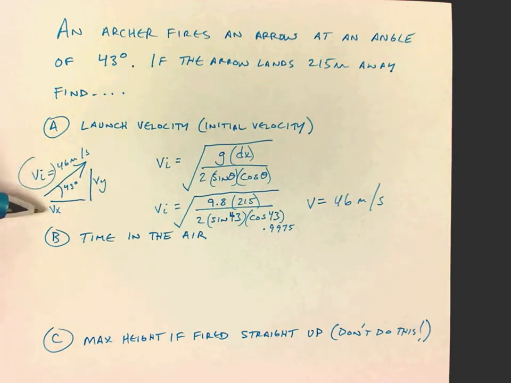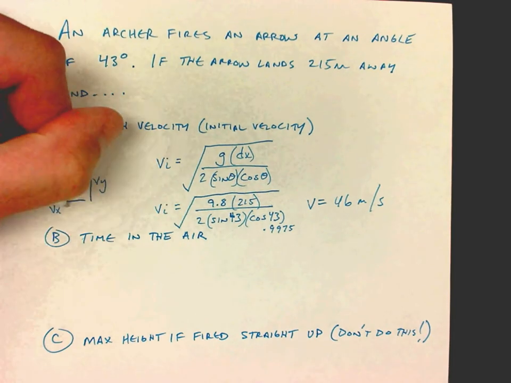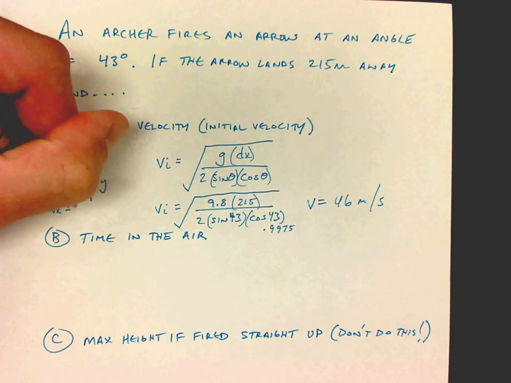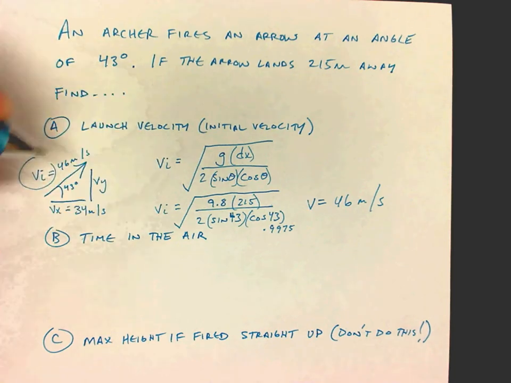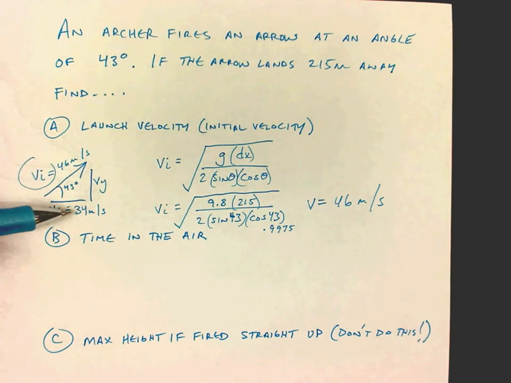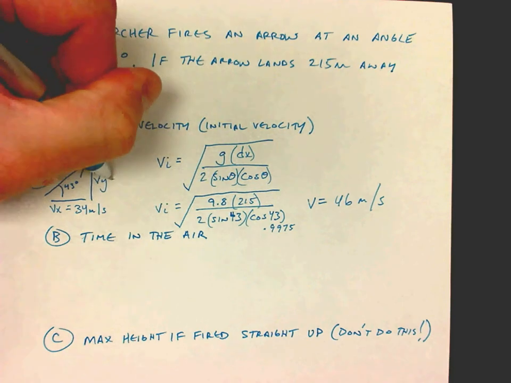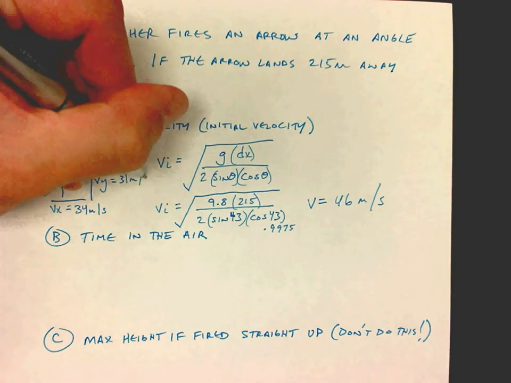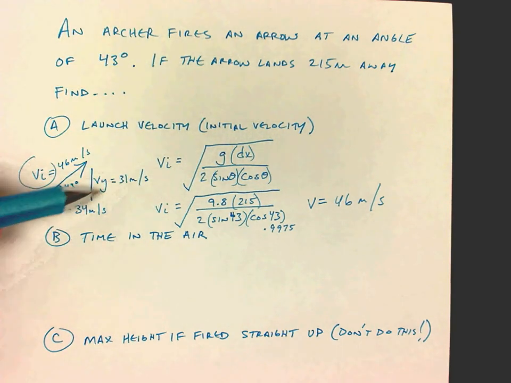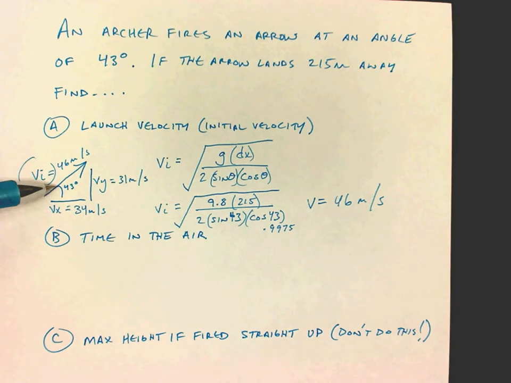So Vx comes out to be, if we just stick with 2 sigs on everything, let's call it 34 meters per second. And Vy over here, using sine, I'm getting 31 meters per second there as well, which makes sense that those are pretty similar with a 43-degree angle. All right, so now we hop down here to part B. So these weren't really asked for.